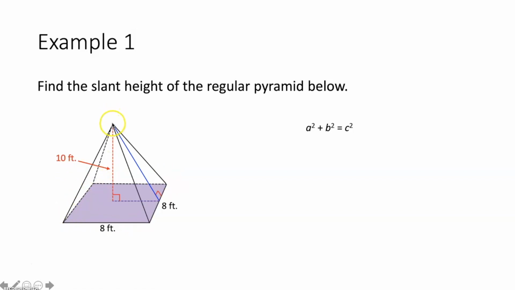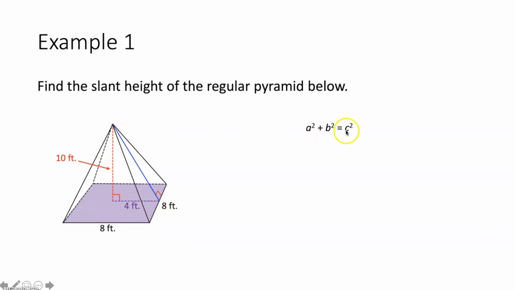And because of that, this altitude is going to drop down right smack dab in the center of that square. Meaning, if I then draw an apothem to the side of our triangle over here, the length of this apothem is actually going to be half of one of the side lengths. So if this whole side length is 8 feet, the length of this apothem then would be 4 feet. So now I have two sides of a right triangle and I can solve for the third.